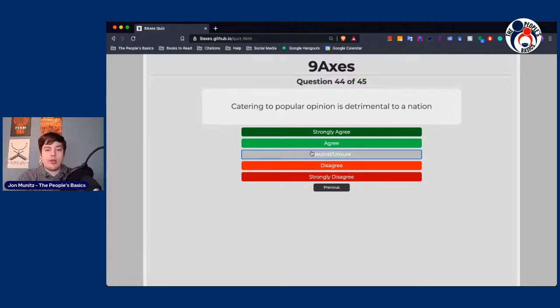So I am going to say disagree, but the reason I'm not doing strongly disagree is that, yes, sometimes the popular will is incorrect. Police need more power and protection. No. No, they do not.